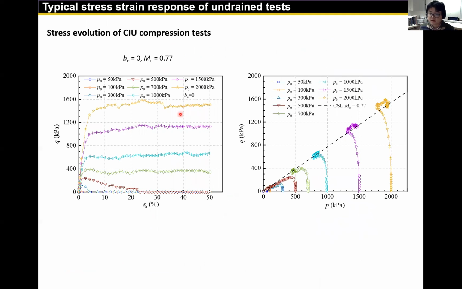So this is an example of undrained triaxial test results. Several specimens under small initial confining pressures are liquefied, and the other tests reach the critical state. The result is as usual and obvious.